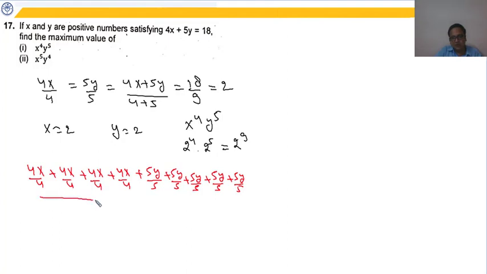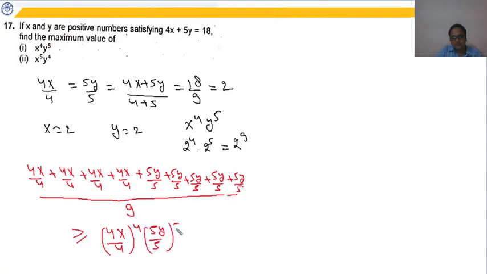Indirectly we are revising model 1 again. These are 9 positive quantities. Their arithmetic mean, divided by 9, is definitely greater than or equal to their geometric mean, which is the product of these numbers to the whole power 1 by 9. You can straight away get the result in a single line also.